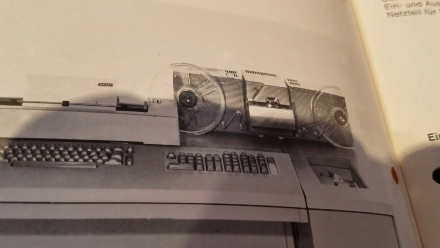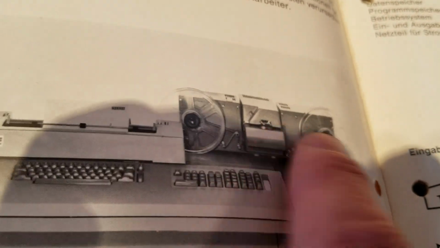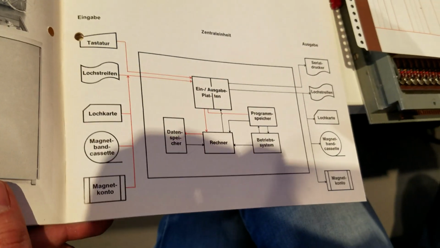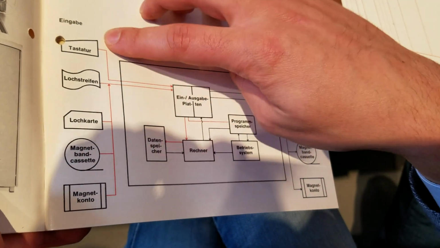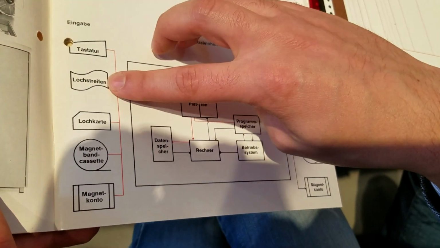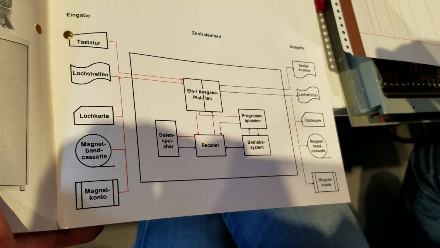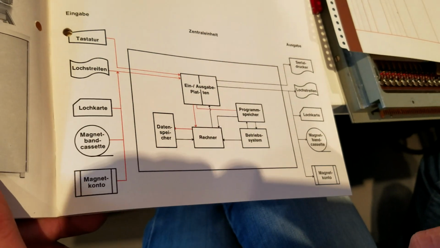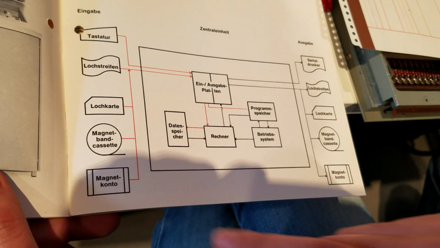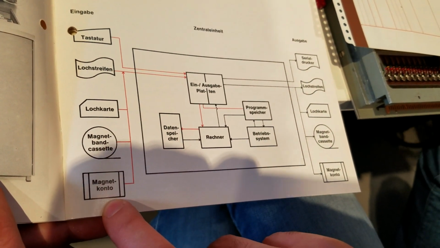Because see, this is interesting. Is this piece here for paper tape or magnetic? That was for paper tape. So there's your paper tape reader. Yes, as you can see here, here's the diagram. You have the keyboard, paper tape, paper cards, magnetic, and these magnetic forms were also a possibility.